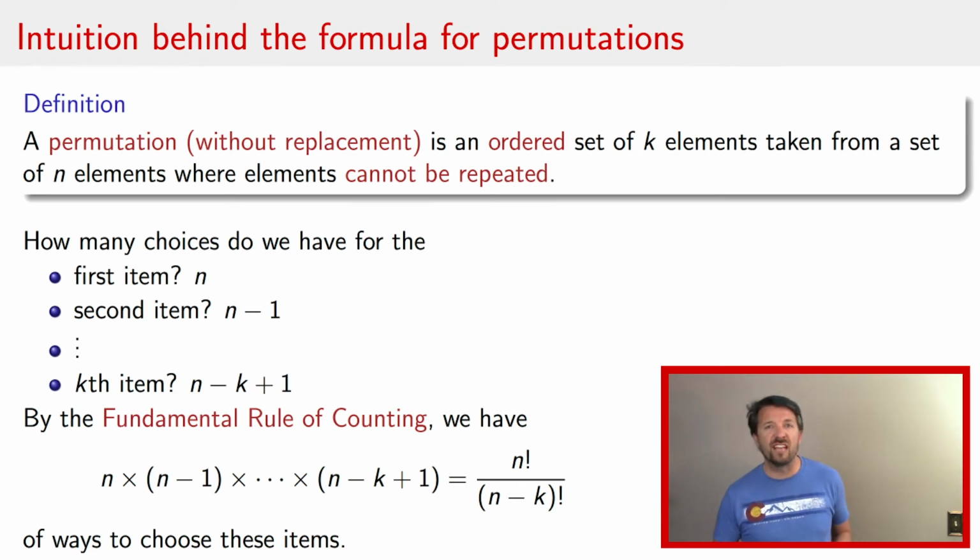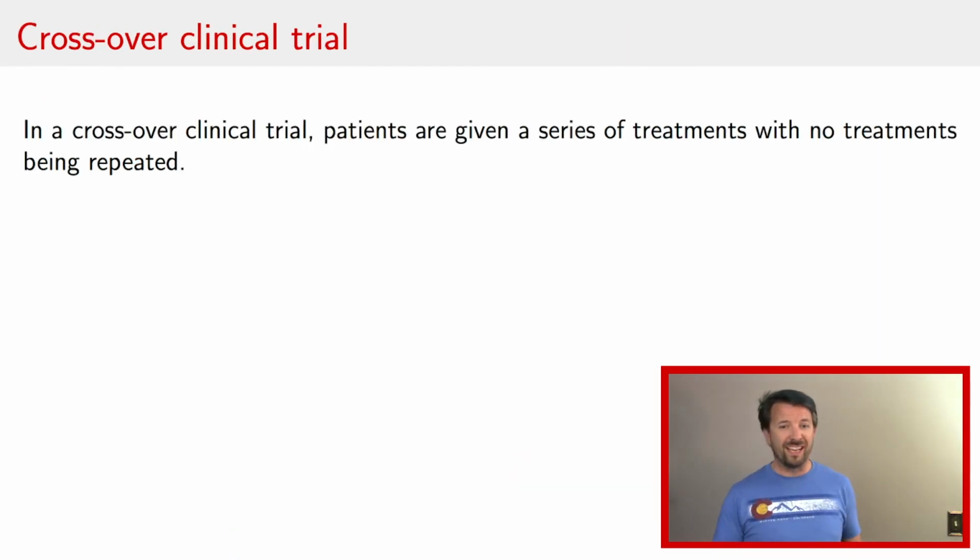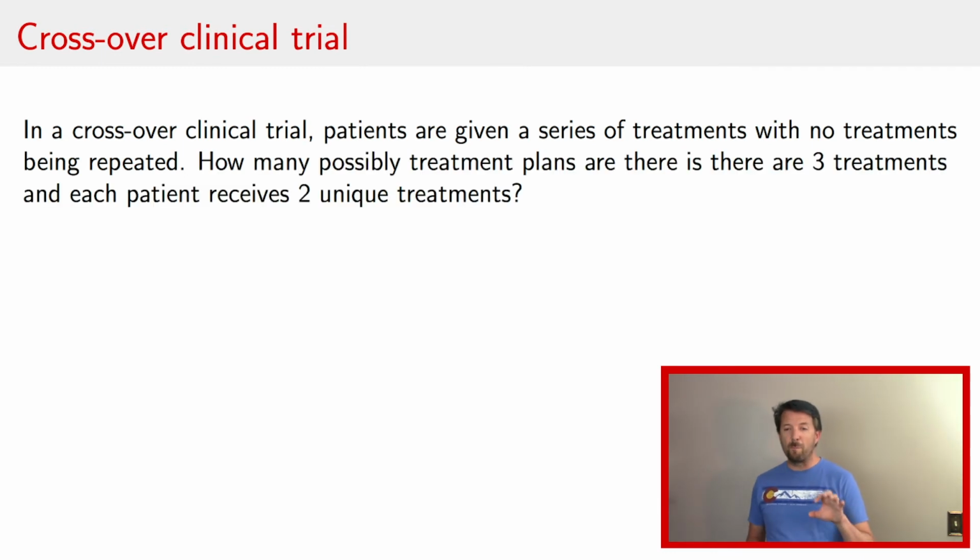Now we're going to give two different examples of using this formula for permutations without replacement. The first is going to be a crossover clinical trial. A crossover clinical trial is when a particular patient in a trial is given different treatments over time. So they'll be given one treatment in the first time period, then a different treatment in the second time period, a different treatment in the third time period, and so forth. So imagine that we have a scenario where there are 3 treatments and each patient receives 2 unique treatments.